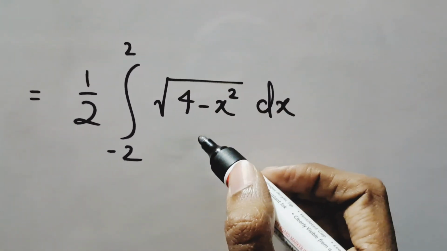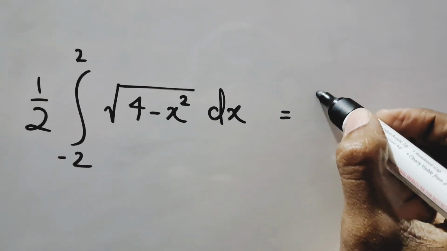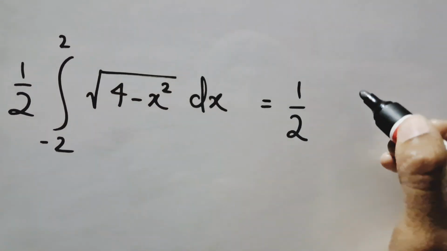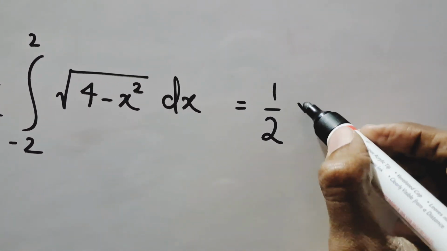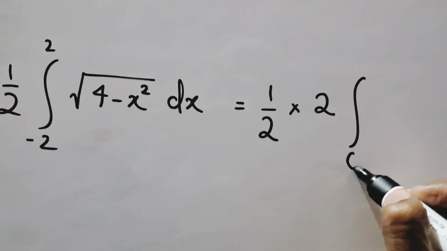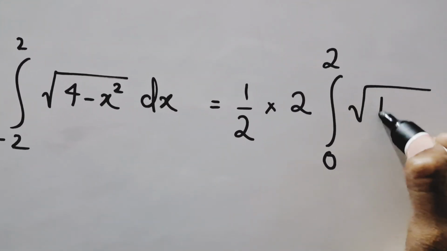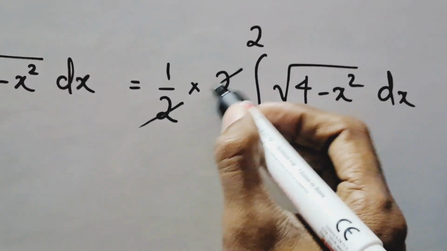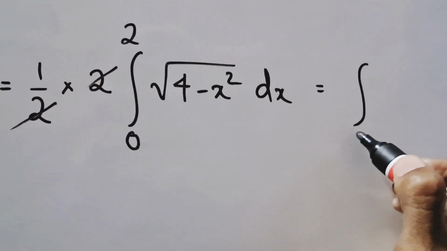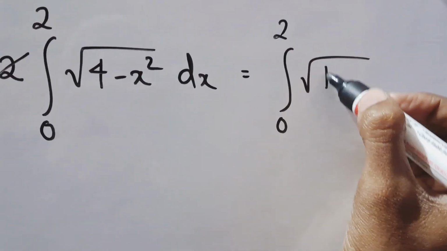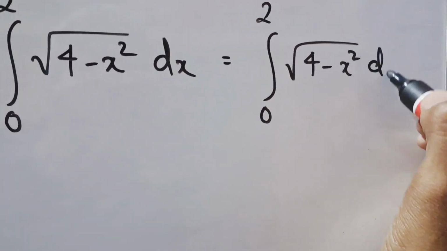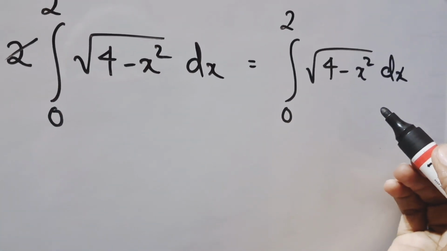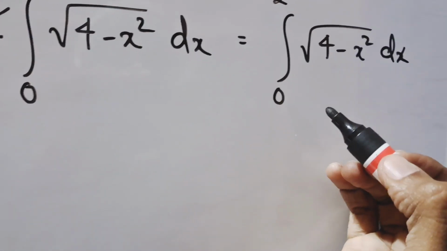So since it is an even function, without further ado, minus 2 to 2 f of x dx is nothing but 2 times 0 to 2 f of x, meaning square root of 4 minus x square dx. The 2 will get cancelled with the 2, and our question converts to 0 to 2 square root of 4 minus x square dx. Okay, so this one is very simple to do. So how will you do this one? Just some substitution we have to do.